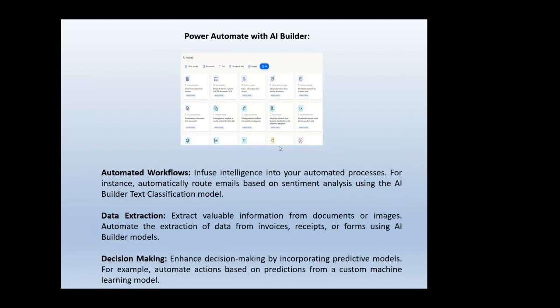Now data extraction, which extracts valuable information from documents or images. It automates the extraction of data from invoices, like the invoice receipt you get when you go somewhere or when you order something online. You can extract the information present in your invoice bill with the help of data extraction. Decision making, so you can enhance decision making by incorporating predictive models. For example, you can automate actions based on predictions from a custom machine learning model.